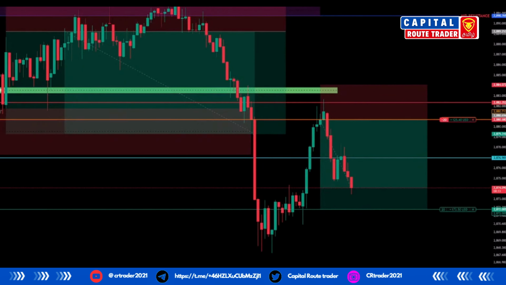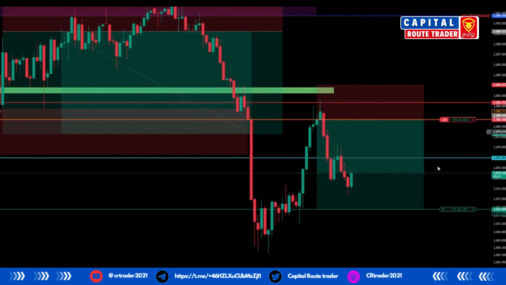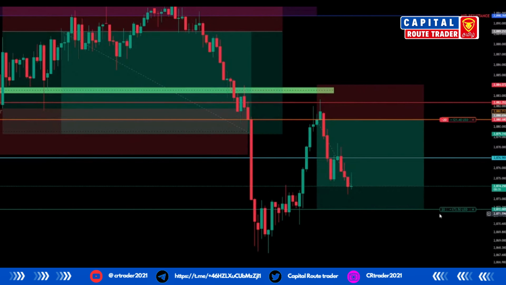Key takeaways. Understand market structure. Identifying order flow changes is crucial in predicting price movements. Utilize smart money concepts, leverage FVG, order blocks, and liquidity zones for high probability trades.